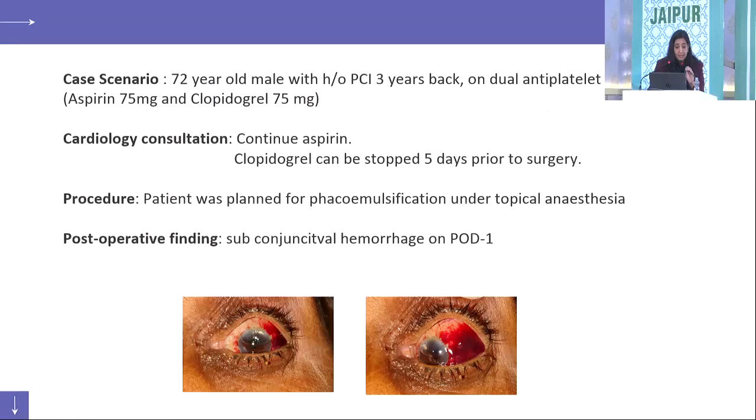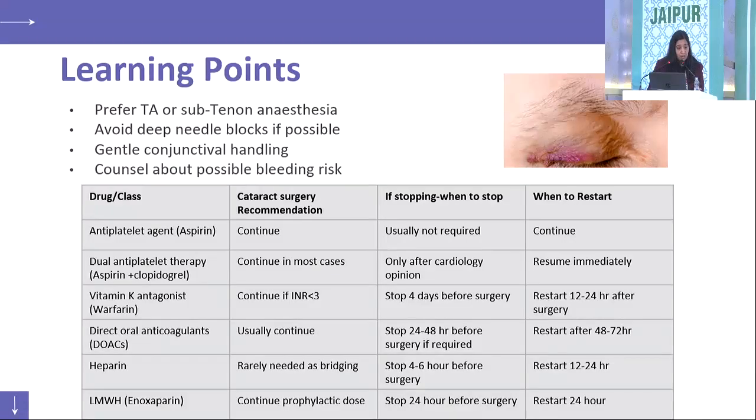So another case scenario was a 72-year-old male who underwent PCI 3 years back. He was on dual antiplatelet therapy. A cardiology consultation was taken. They asked to continue the aspirin and stop the clopidogrel. The patient was planned for phacoemulsification under topical anesthesia. On the first post-op day, there was dense subconjunctival hemorrhage seen in the temporal region.